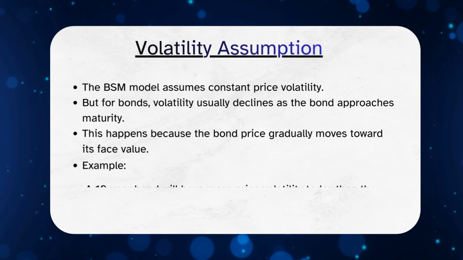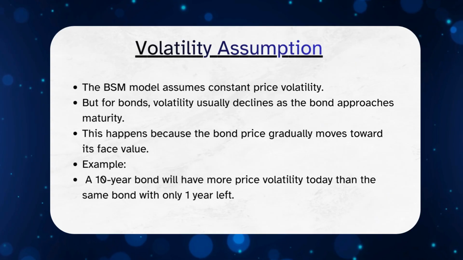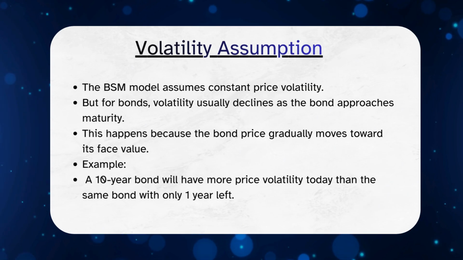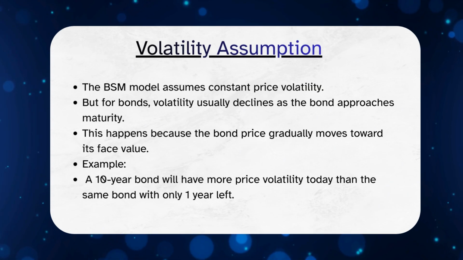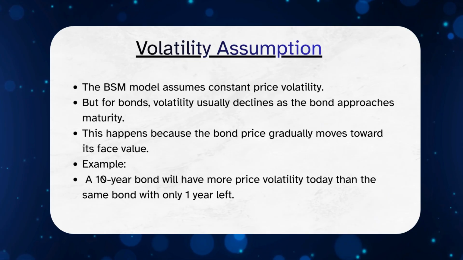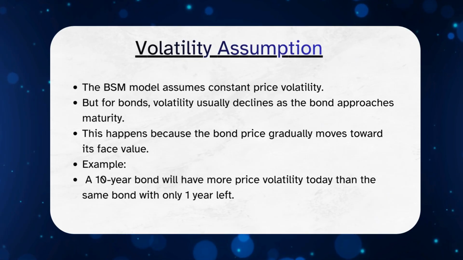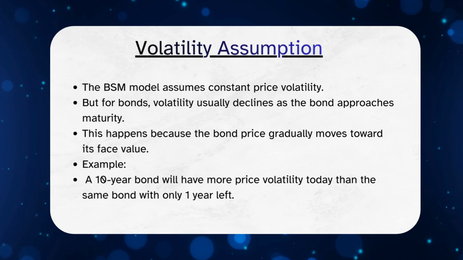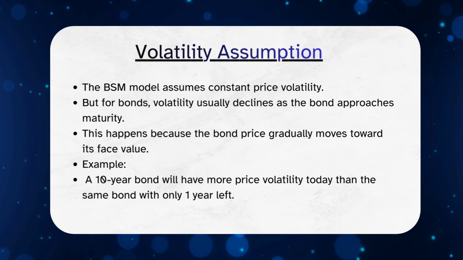The third limitation involves volatility assumptions. The Black-Scholes-Merton model assumes that price volatility remains constant over time. However, bond volatility typically declines as the bond approaches maturity. As time passes, the bond price gradually converges toward its face value because the final repayment becomes more certain. This means long-term bonds generally show higher price volatility compared to bonds that are close to maturity.